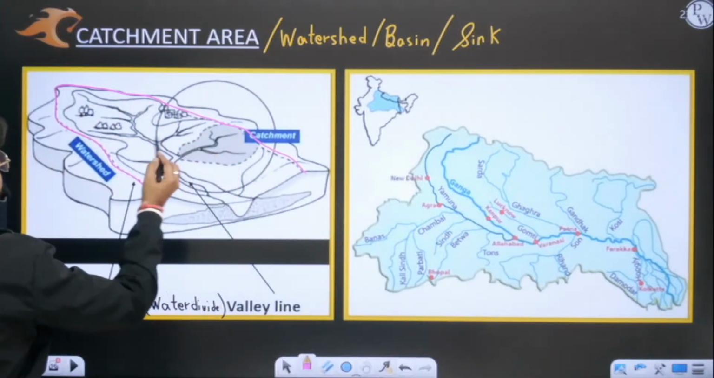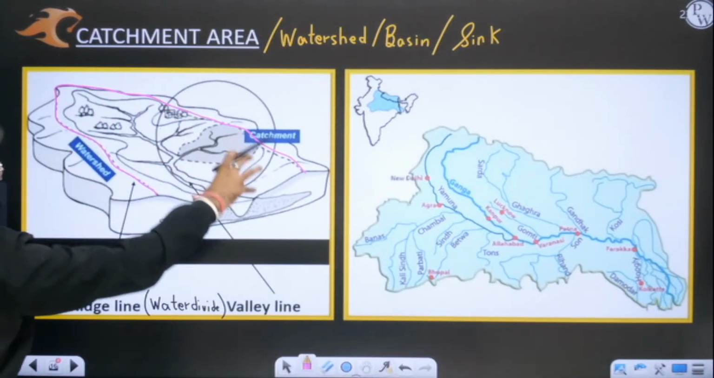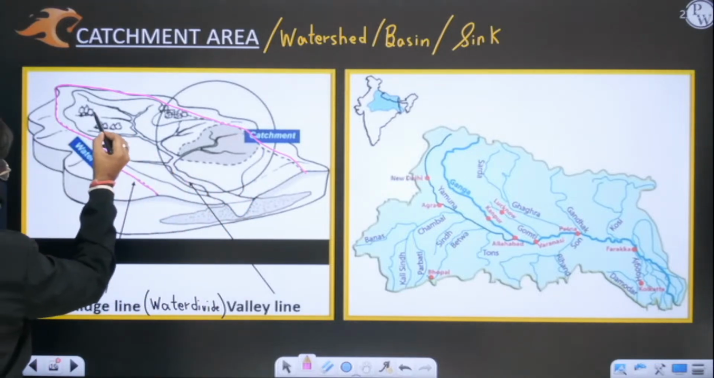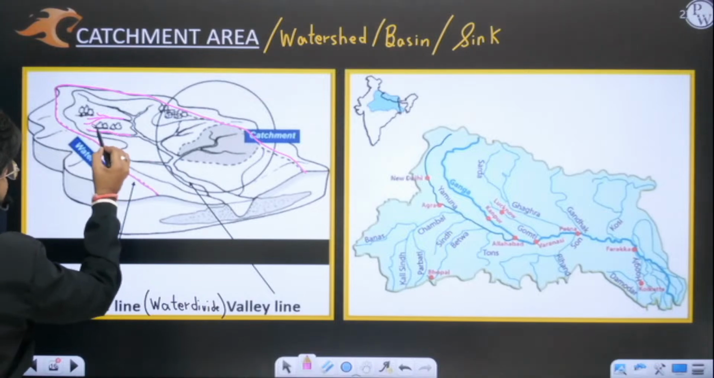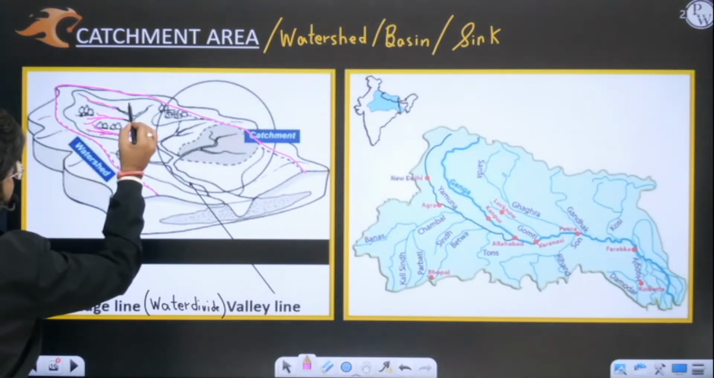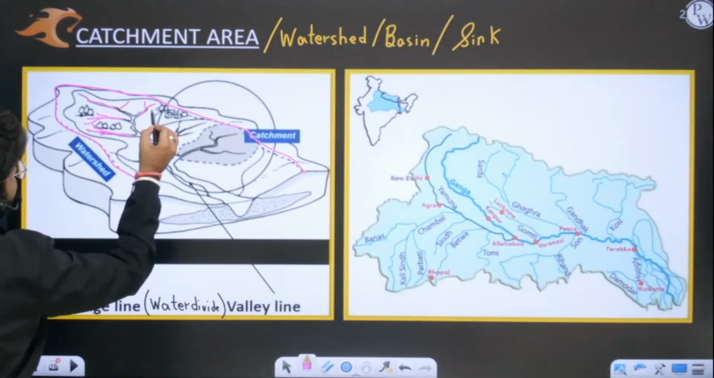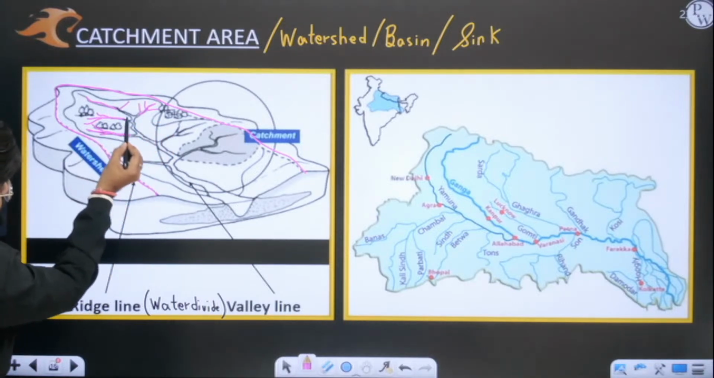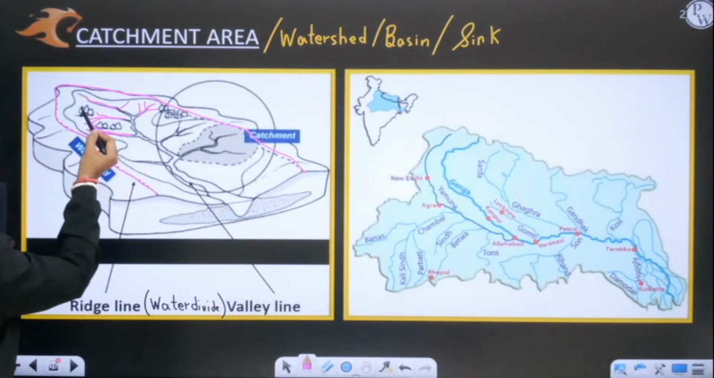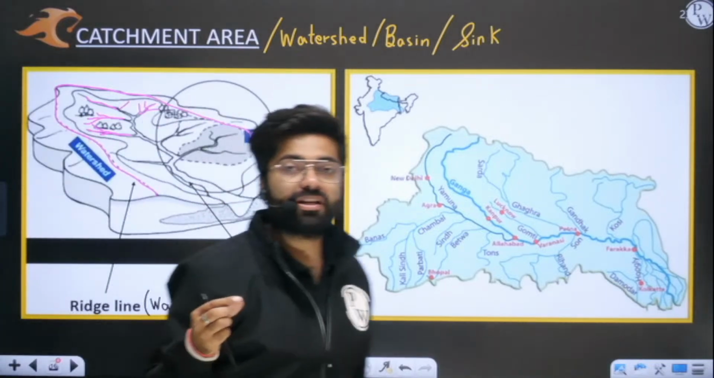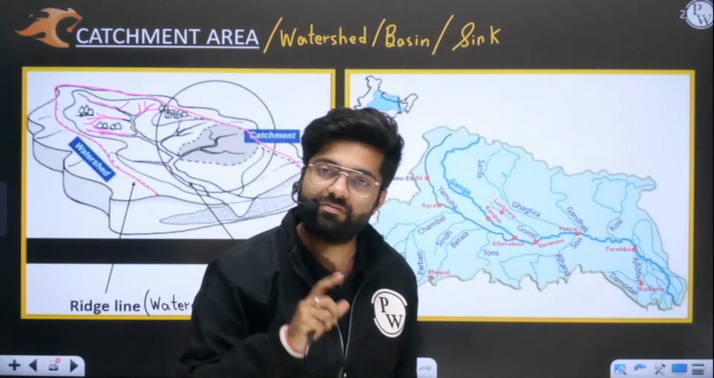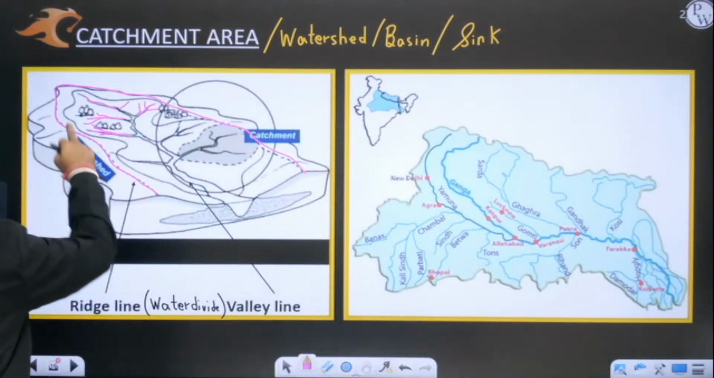So you need to understand, when water is falling in this entire area, it will start forming streams. A small network of streams will form, and that water will ultimately reach your main river, which is at the lowest line. This lowest line is known as your valley line. Kindly comment what is the name of the lowest line. The lowest line is the valley line and the highest line is the ridge line.